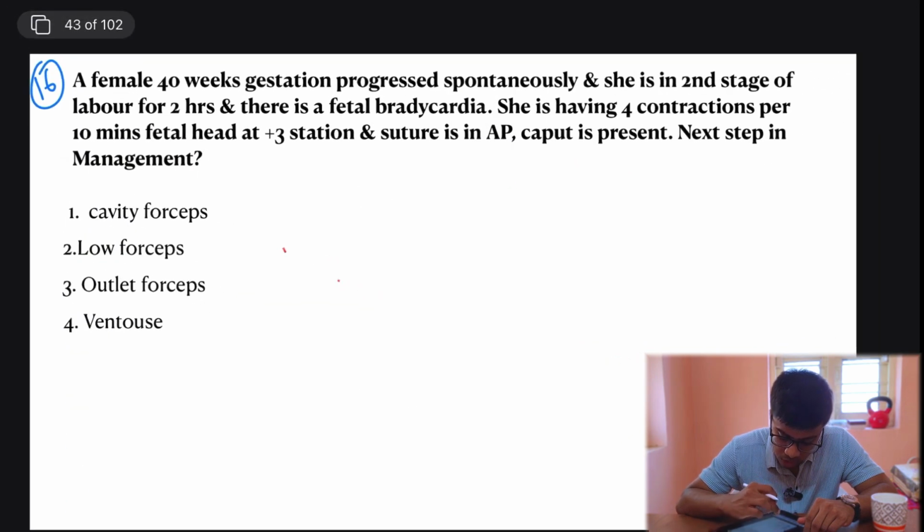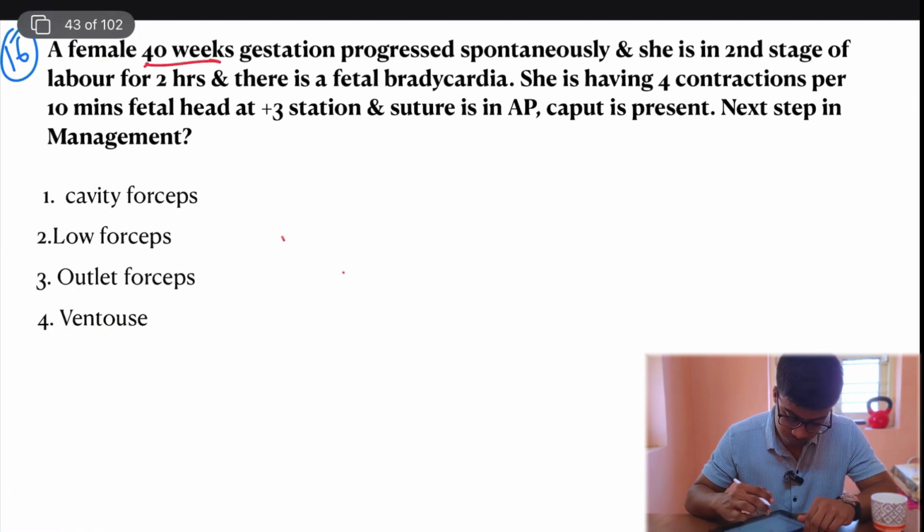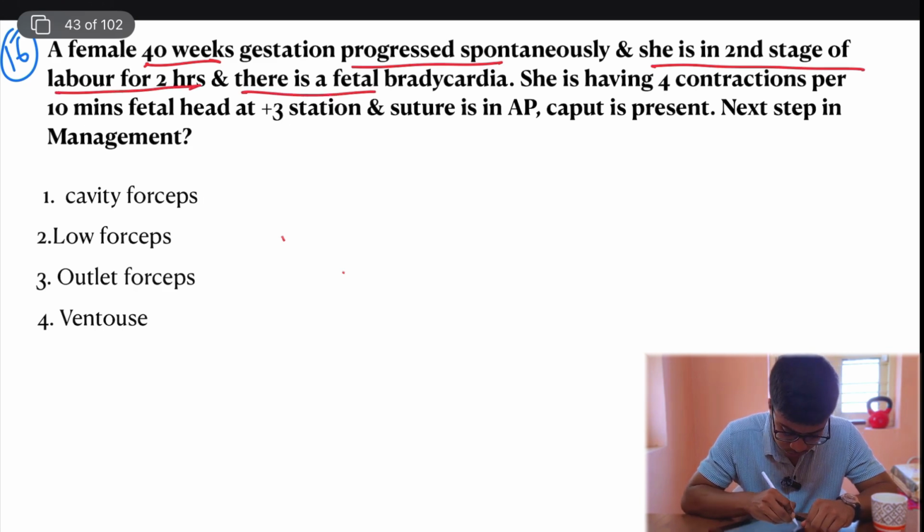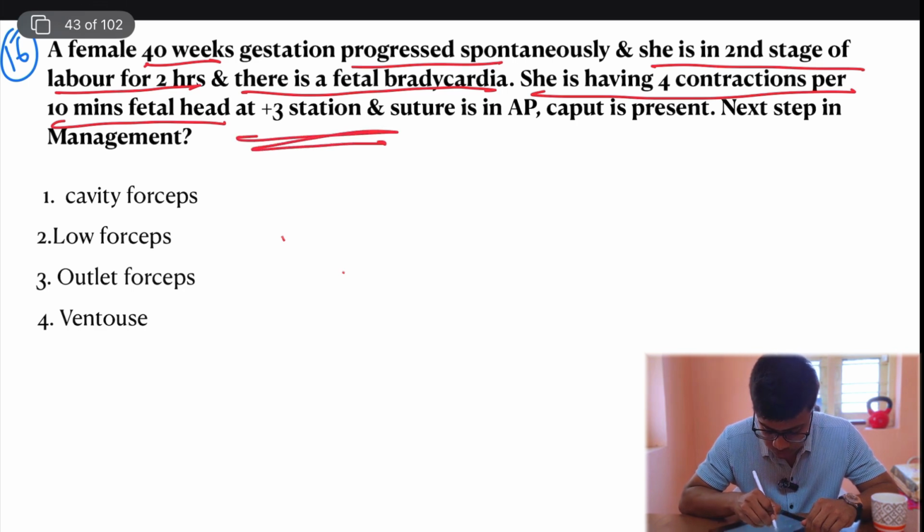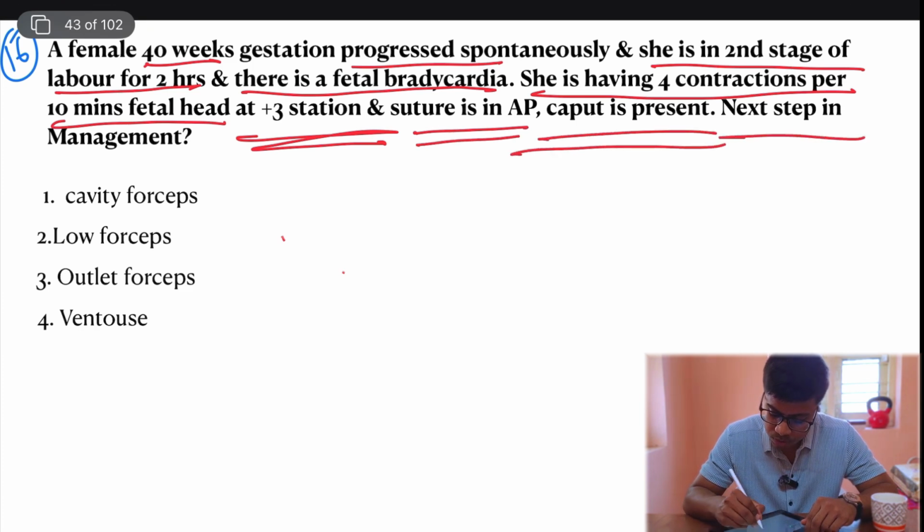Now coming to another question. A female at 40 weeks gestation progressed spontaneously, and she has been in the second stage of labor for 2 hours. There is fetal bradycardia. She is having 4 contractions per 10 minutes at plus station. Whenever the stations are given, the questions are probably regarding instrumental delivery. Suture is in AP, caput is present, and the next step in management?